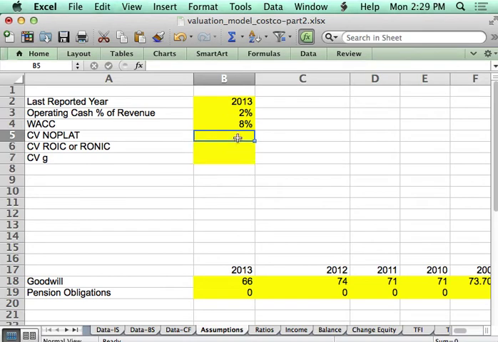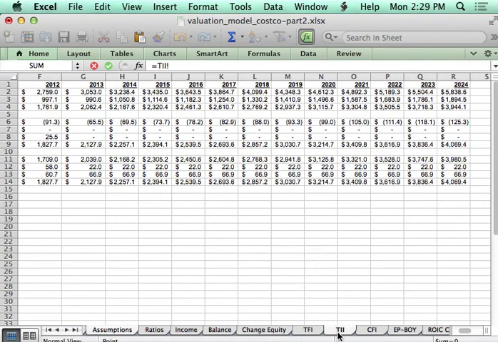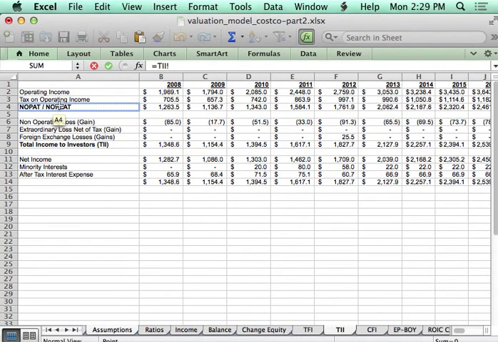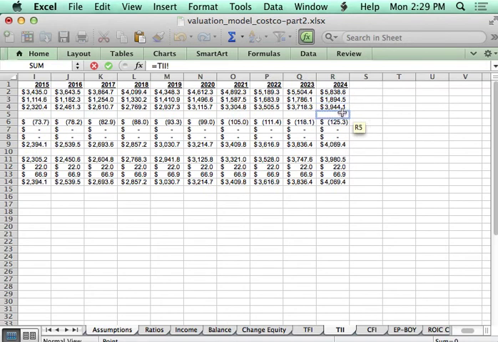Now, right now, my continuing value NOPLAT equals, this is where we had created our forecast for NOPLAT. So we have a forecast for NOPLAT in 2024.